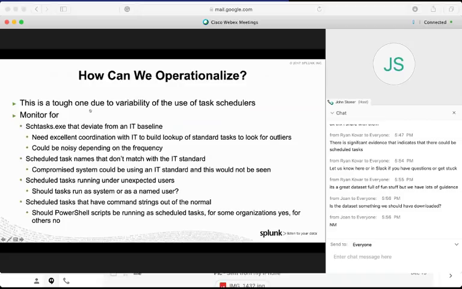Should the scheduled task have command strings that are outside of normal, right? Should my PowerShell scripts be running as scheduled tasks? Some organizations, yeah, they might. Some organizations, no, they won't. You need to understand that from an organizational perspective and then start looking for some of these things in that manner.